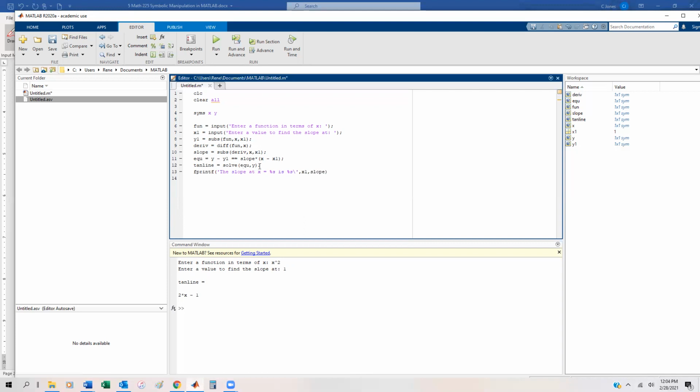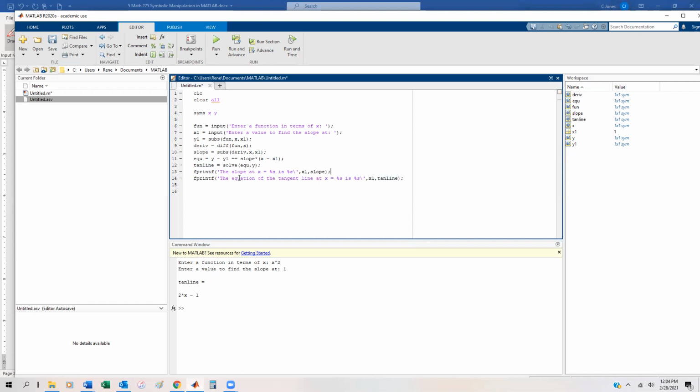And we're going to say the equation of the tangent line at x equals percent s is percent s, and now we're just going to change this to tan line. All right, so that's cool.